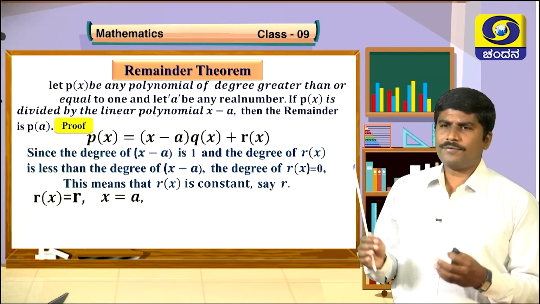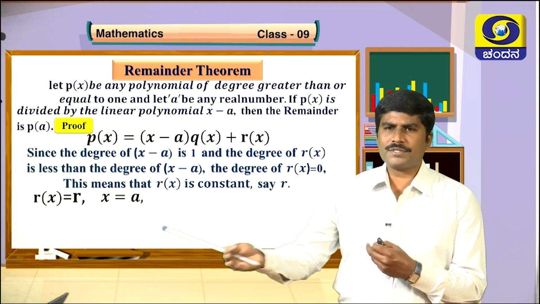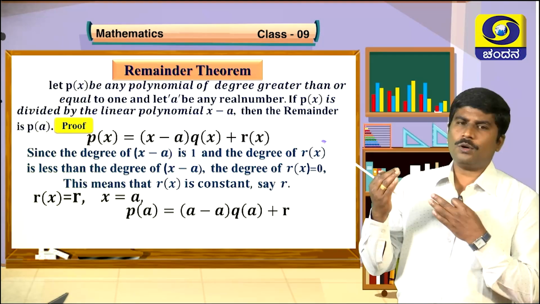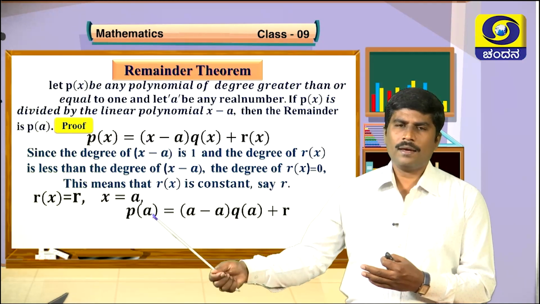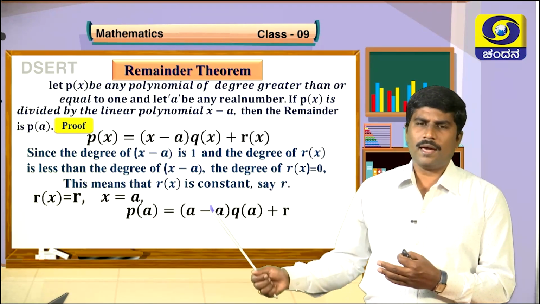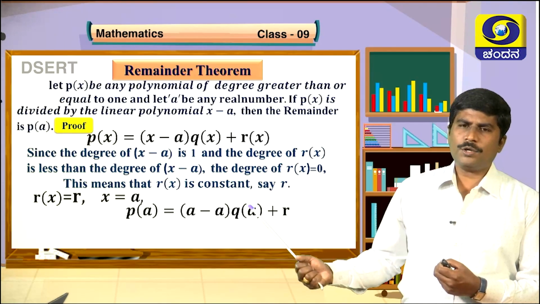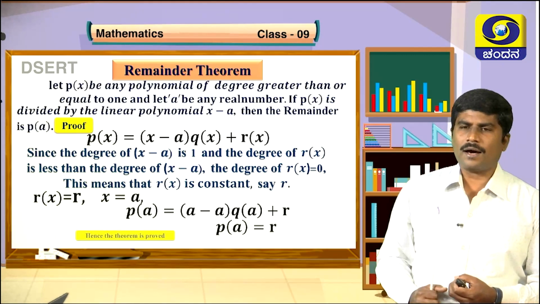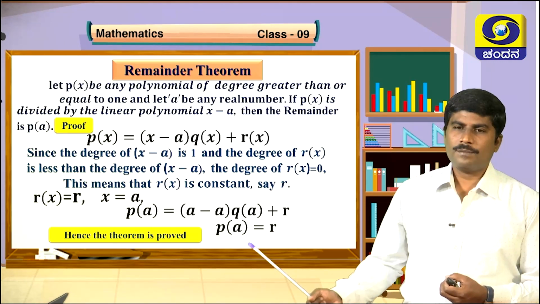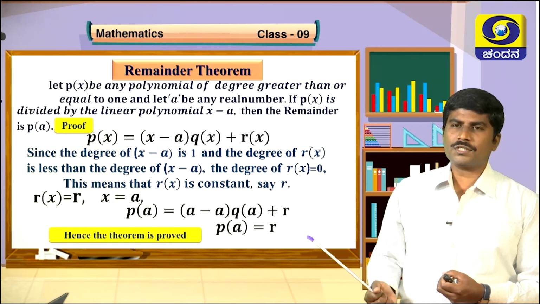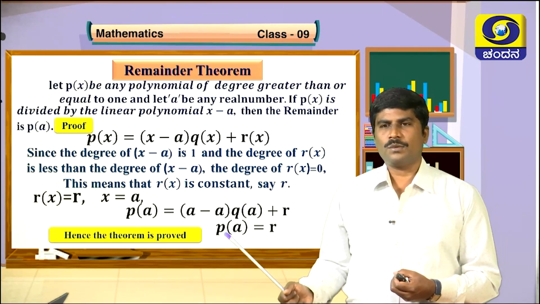So r of x is equal to r. When x becomes a, x minus a is equal to 0. Again, if you put the value x is equal to a, what will be the answer? Instead of x you put the value a: p of a is equal to (a minus a) into q of a plus r. A minus a is 0, 0 into q of a is 0, the answer is r. Now you got the value, r is the remainder, p of a is equal to r. So this shows that the remainder theorem holds good, and hence the theorem is proved.